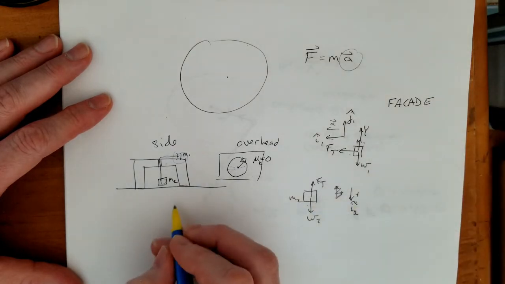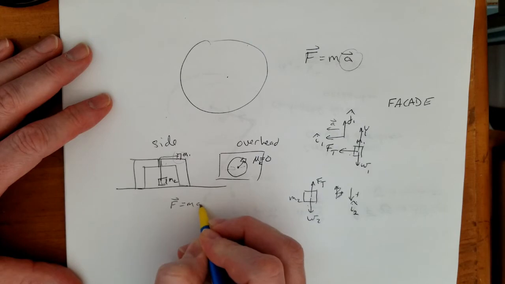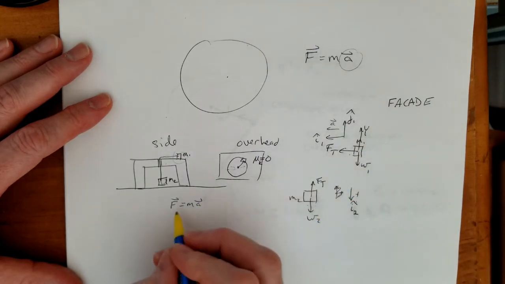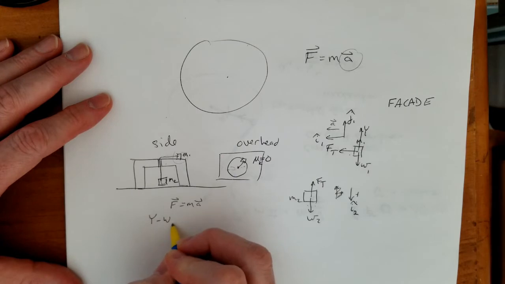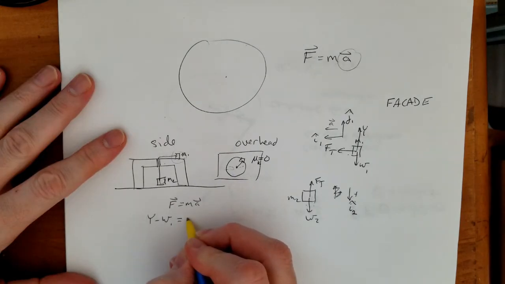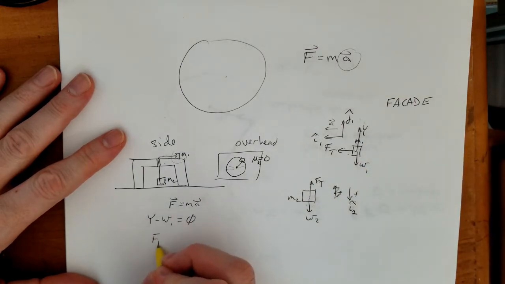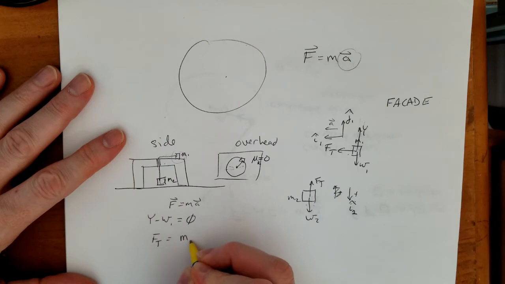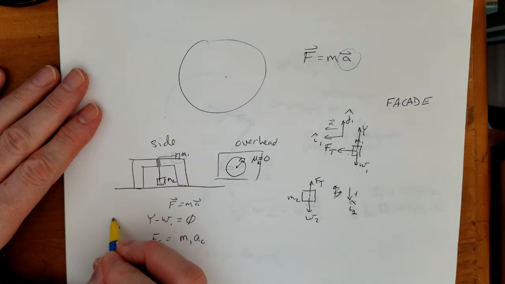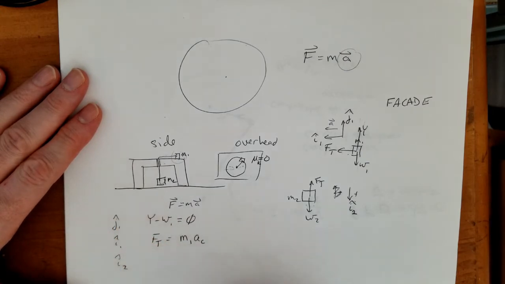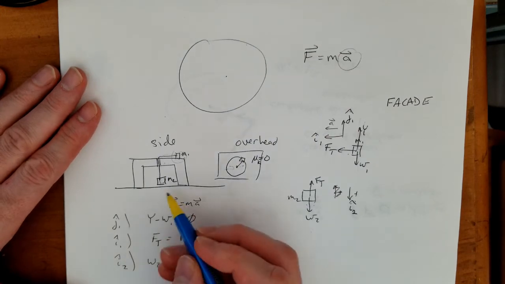Equations of motion, I'm plugging in F equals ma. I'm going to have three equations, two from this and one from that. So I have y minus w1 is equal to 0 because there's no acceleration vertically here. We have tension is equal to mass 1 times centripetal acceleration. So this is my J1 equation, my I1 equation. And then my I2 equation is, I said down was positive, so I have W2 minus FT is equal to 0.